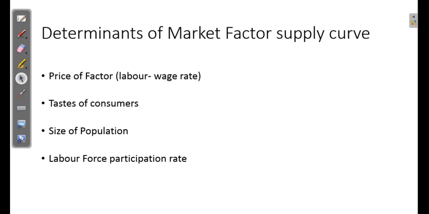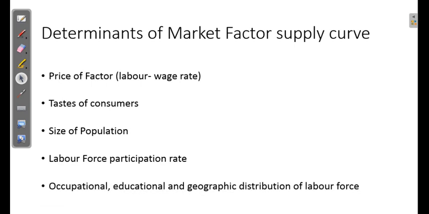So labor force participation rate, if it is high, the factor supply curve is also high. So there is a positive association between labor force participation rate and market factor supply curve. And the last factor which determines market factor supply curve is occupational, educational and geographic distribution of labor force.